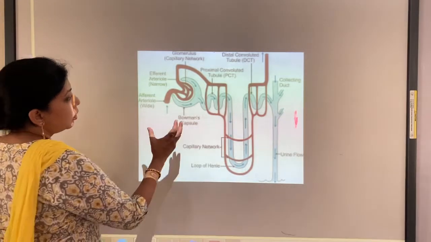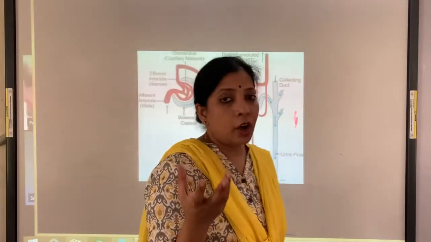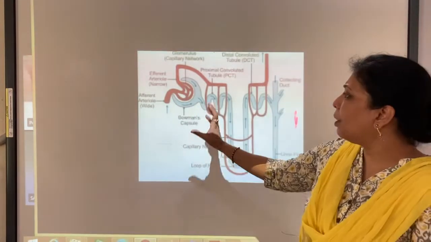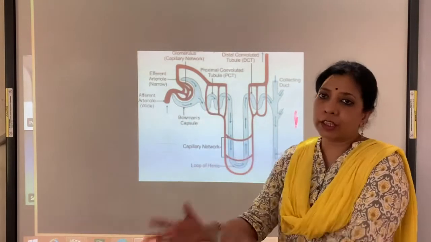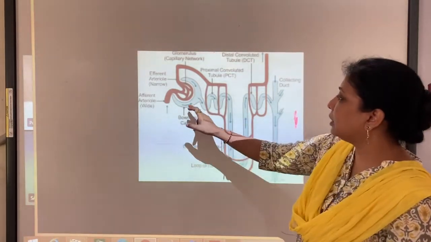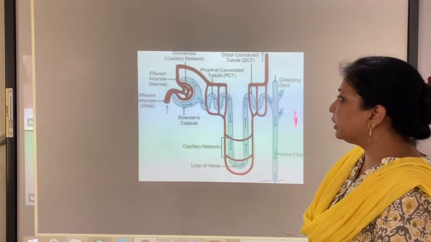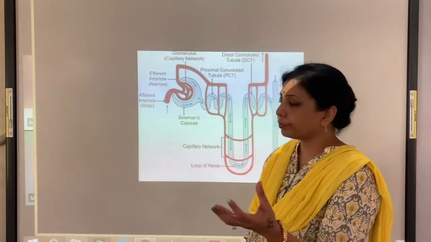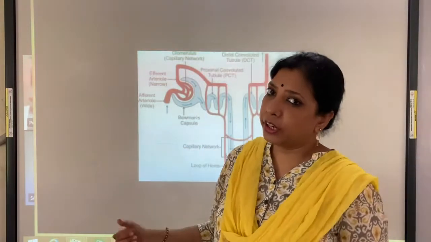Now the nephron begins with a cup-shaped structure, the Bowman's capsule. Inside it, the capillary network is known as the glomerulus. So this is the Bowman's capsule, a cup-shaped structure. It receives capillaries, and I have just now told you that the renal artery brings the impure blood to the kidney for purification.